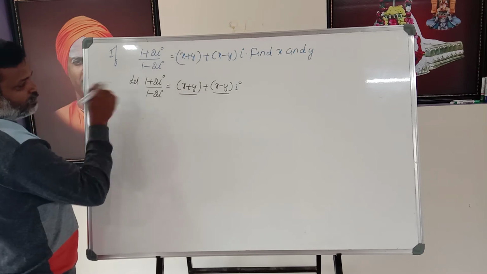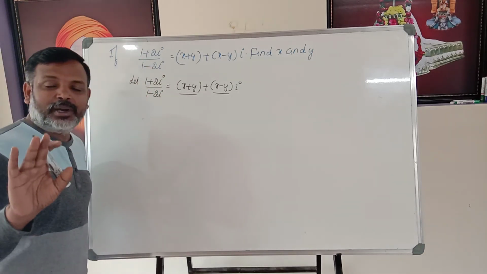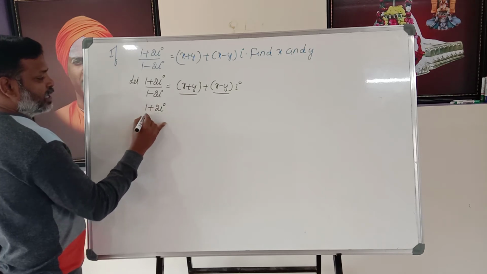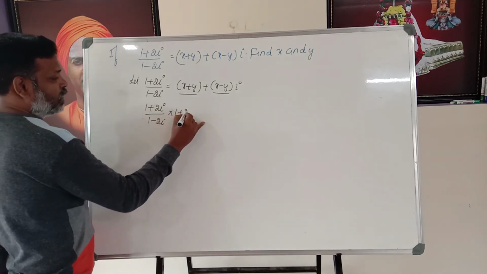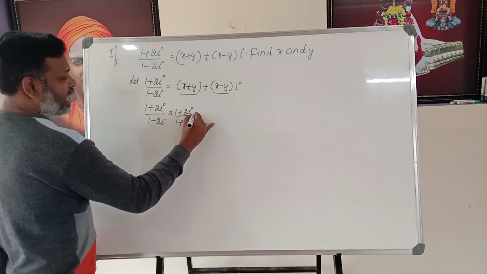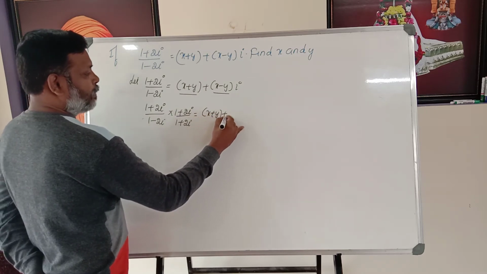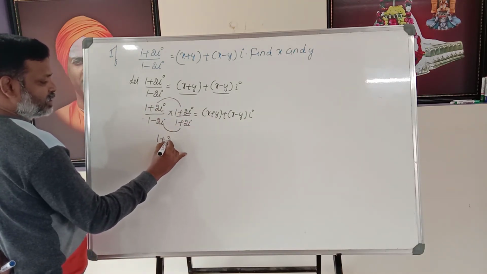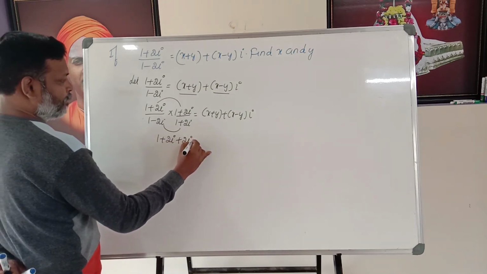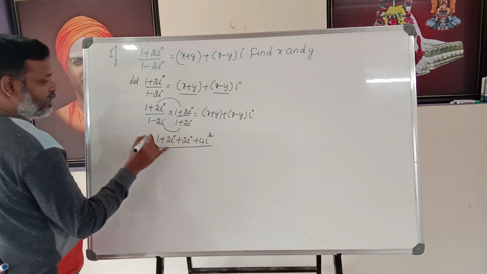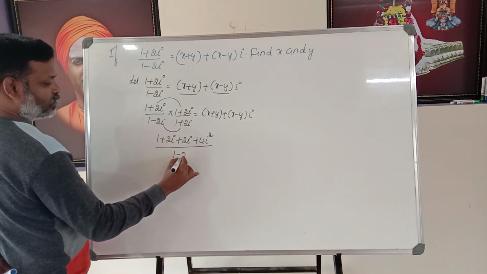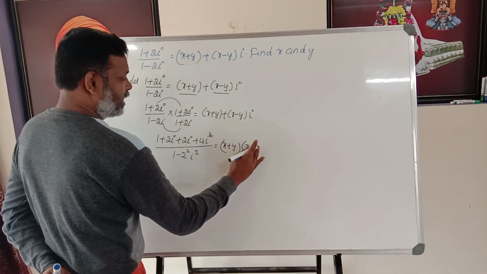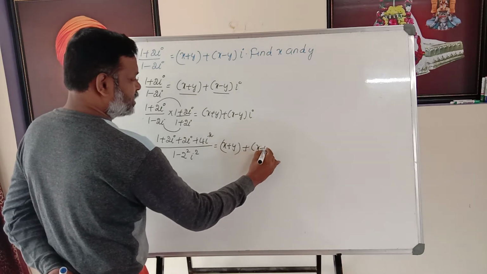On the LHS we have a division of complex numbers. When division of complex numbers takes place, we have to multiply and divide by the denominator's conjugate. So (1 plus 2i) divided by (1 minus 2i) into (1 plus 2i) divided by (1 plus 2i) is equal to x plus y plus x minus y into i. Multiply numerator and multiply denominator: 1 plus 2i plus 2i plus 4i square, divided by (a minus b)(a plus b), that is 1 square minus 2 square i square.